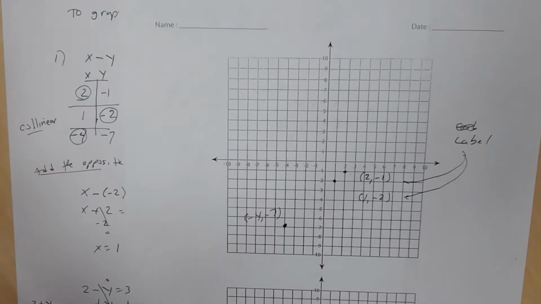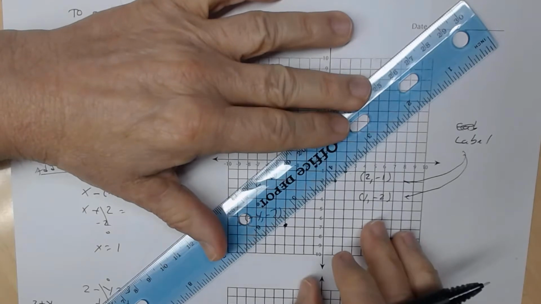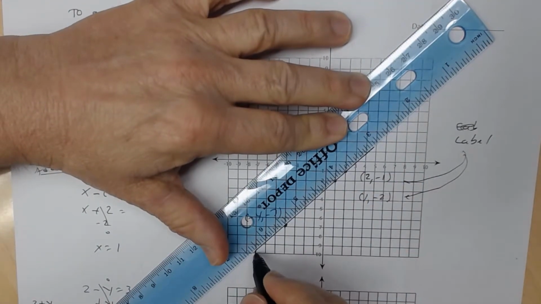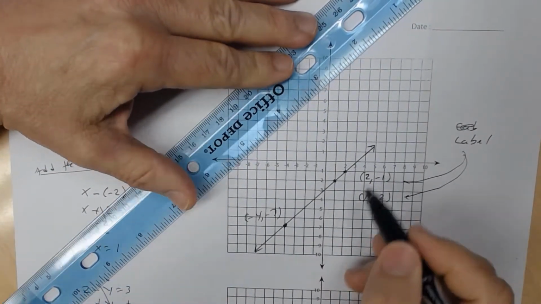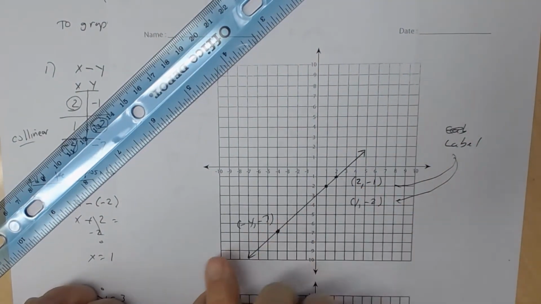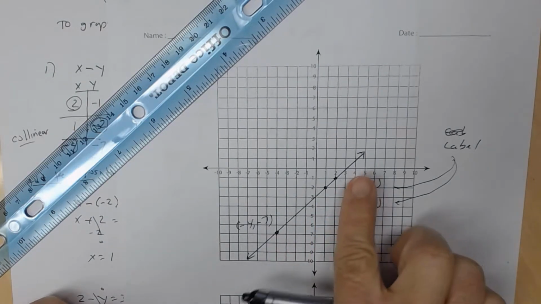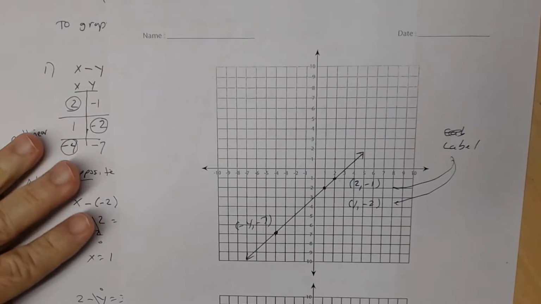And then I just take a ruler and I draw the line. When you draw the line, you've got to make sure that the line goes through all your points and then draw an arrow. Okay, make sure you draw the arrows. You have to have arrows. So remember, that just means that this line keeps on going. Keeps on going up, keeps on going down, and there's an infinite number of points on that line.